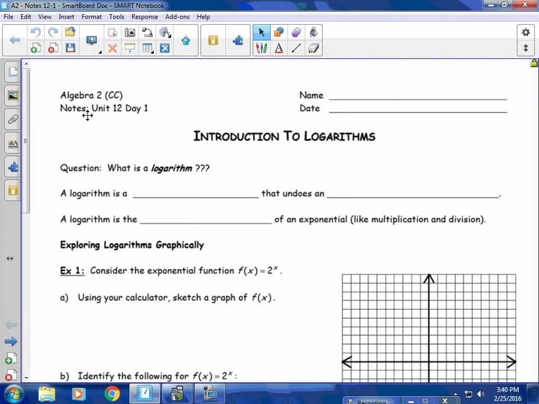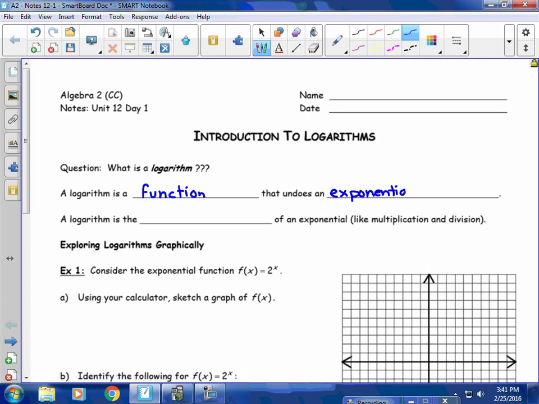All right, so introduction to logarithms. Logarithms are a new type of function that you haven't seen before, and we're doing them right after the exponentials because they're pretty closely related. Okay, so what is a logarithm? Well, a logarithm is a function that undoes an exponential function. And if it undoes another function, another word for that is that it is the inverse of an exponential function.